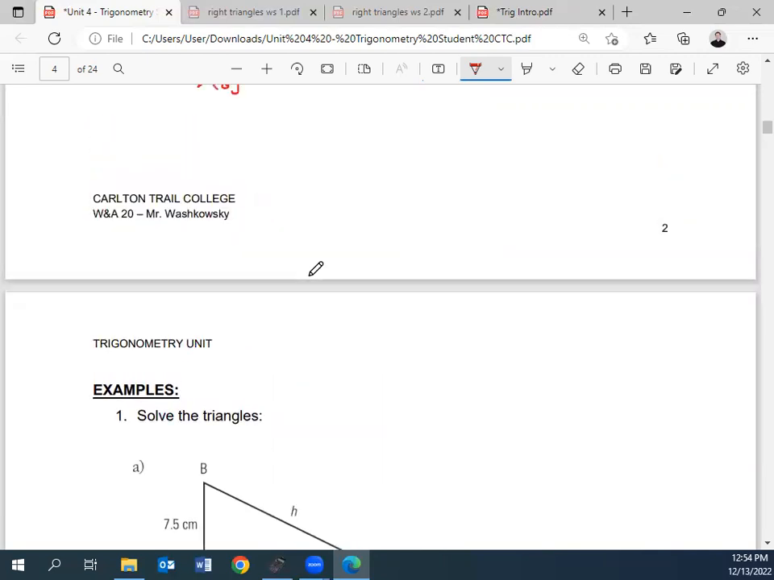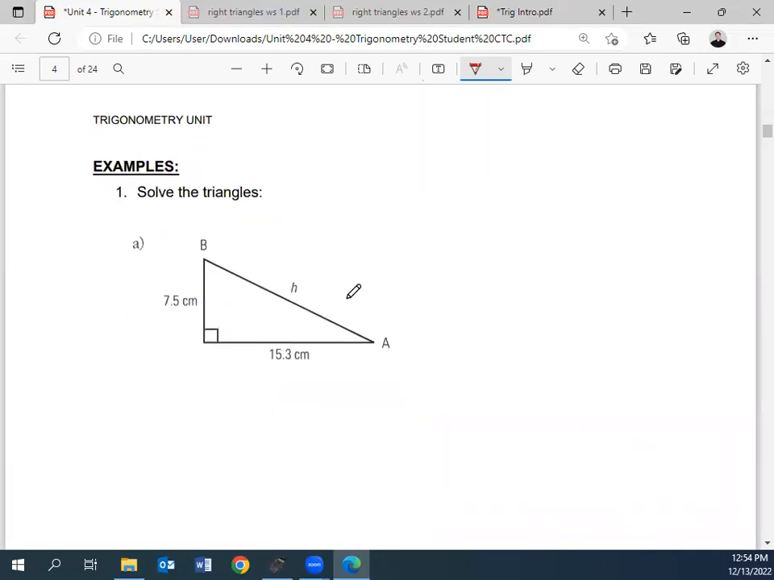Number 3. Oh, sorry, page 3 on the big booklet.